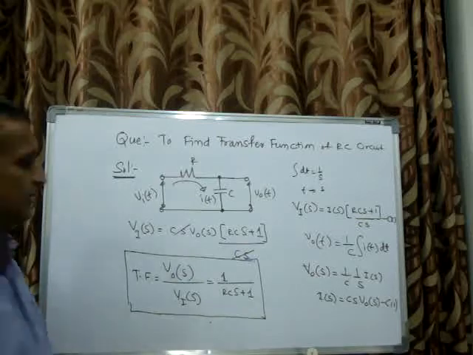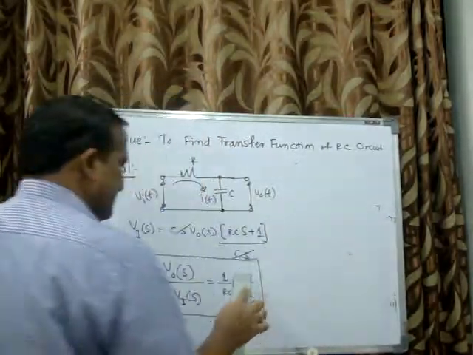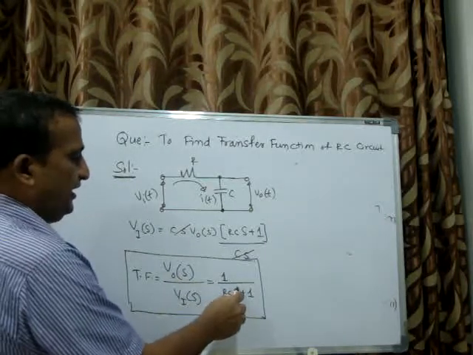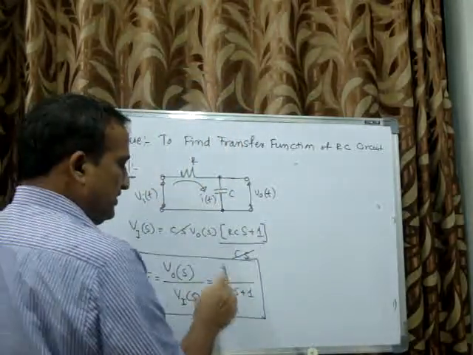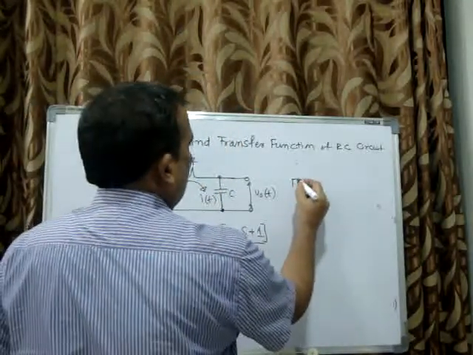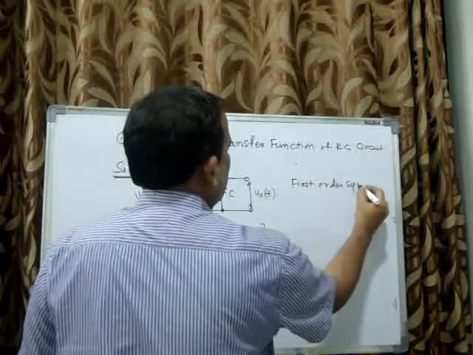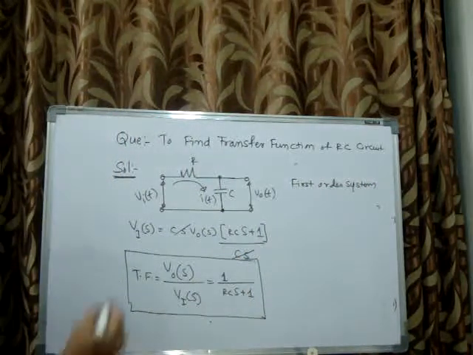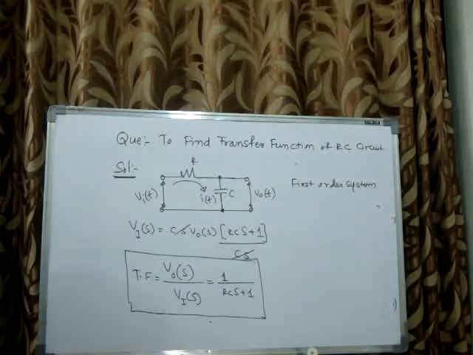You see here, the highest power of s in the denominator is 1. You don't see the numerator, you see the denominator. So it is called a first order system. If it is 2, then second order system. If it is 3, third order system. If an RLC circuit is there, that automatically becomes a second order system.